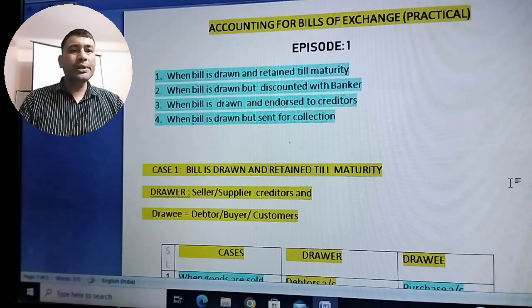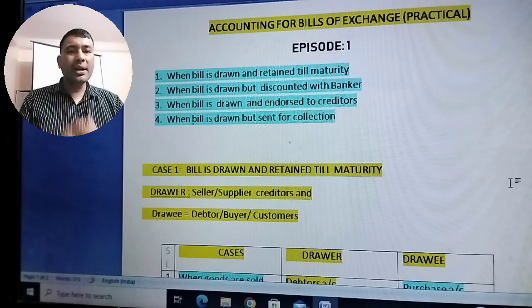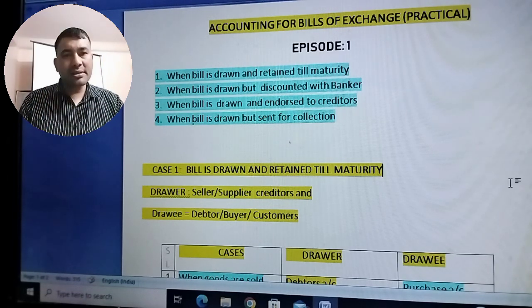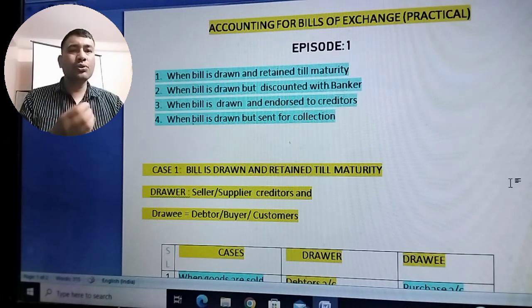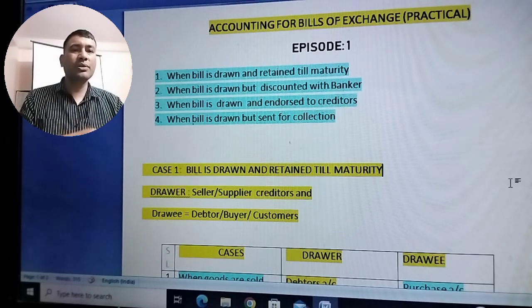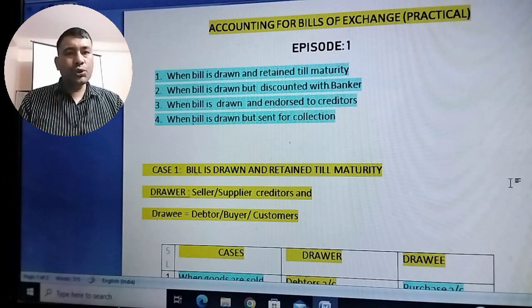So there are four situations where you have to deal with bills of exchange. One is when a bill is drawn and retained till maturity, second is when a bill is drawn but discounted with the banker, third is when a bill is drawn and endorsed to a creditor, and the last one is when a bill is drawn but sent for collection. We have to deal with each item separately. Today my discussion will be limited to the first case, when a bill is drawn and retained till maturity.